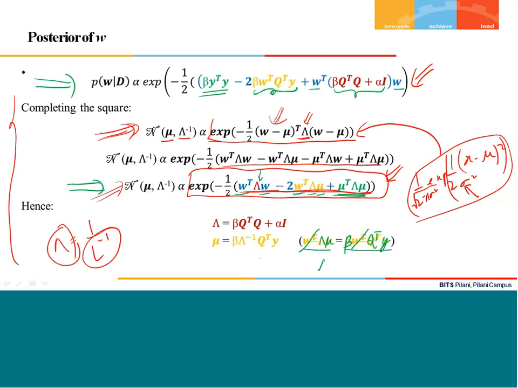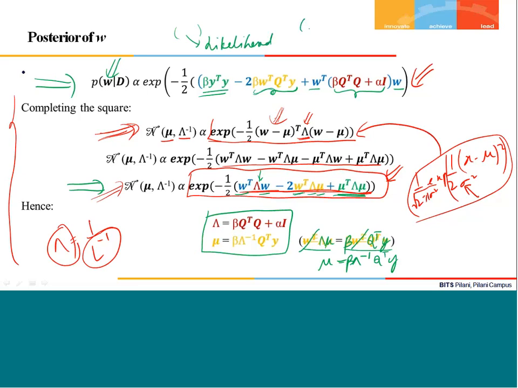Now finally, when I want to calculate mu, it is this expression, Q transpose Y. So ultimately what I mean to say in the crux is that when we calculate the posterior distribution, I have data, right? From that data I calculated the likelihood function, and I assume some prior on W. So this is my prior. When I multiply likelihood into prior, I get the posterior distribution. That posterior distribution is also a Gaussian distribution, right?